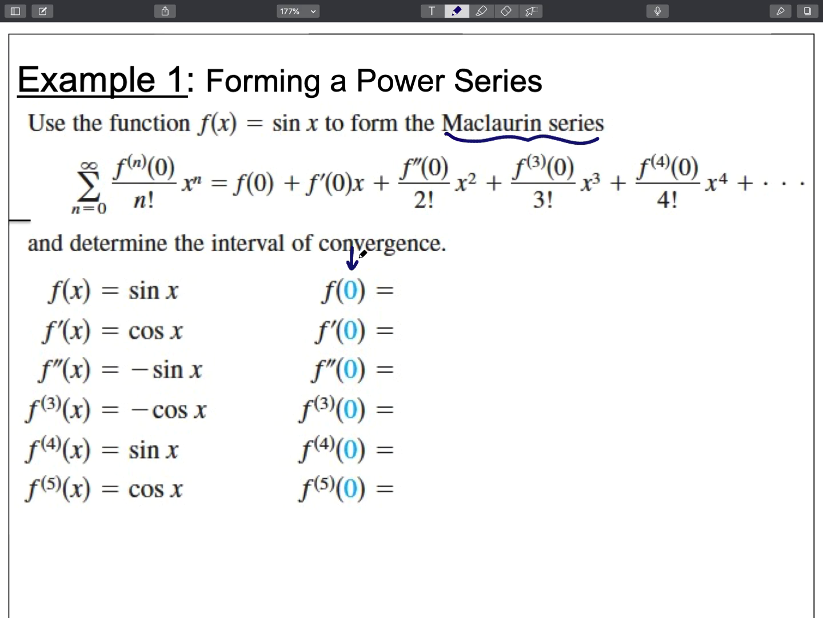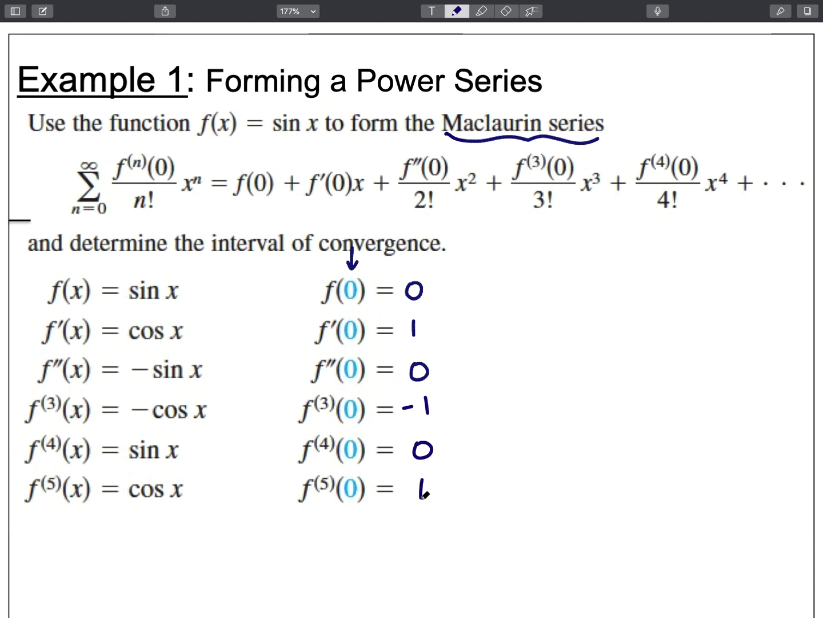So what about f of 0? What is sine at 0? Without looking at the unit circle, hopefully you'd be able to say sine of 0 is 0. Let's just keep working our way down the line. How about f prime at 0, or cosine at 0? Well, that would just be 1. How about f double prime at 0? Well, negative sine of 0 is negative 1 times 0, which is still 0. How about negative cosine, which is the third derivative at 0? Well, that's going to be negative 1. Of course, the next one is sine, so it's going to be 0 again. And then it starts to repeat itself. Cosine at 0 is 1.